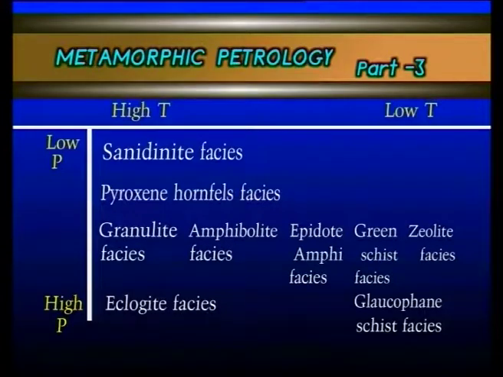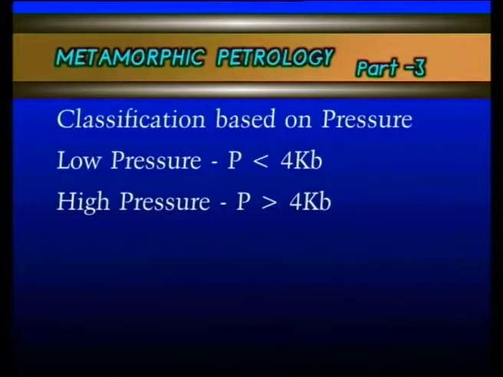Later, in 1958, Fyfe, Turner and Verhoogen classified the metamorphic facies into two types based on pressure and temperature. Normally, on the basis of pressure, they are classified as pressure less than 4 kilobar and pressure more than 4 kilobar. Particularly, if we see this classification on the screen, we can observe the classification based on Fyfe, Turner and Verhoogen.